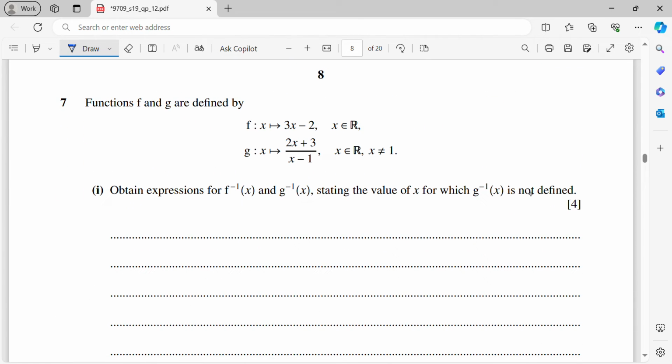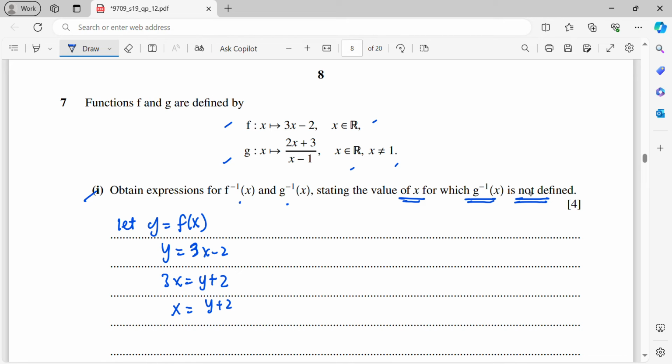Now for question number 7, given two functions fx and gx, fx is defined for real numbers of x and the gx also for real numbers of x except 1. So first part, obtain expressions for f inverse and g inverse, stating the x values for which g inverse is not defined. So to get the inverse function, we will define the function as y first. So let y equals to fx. Therefore, y equals to 3x minus 2. Now you get the x as the subject. So now 3x equals to y plus 2. Therefore, your x is y plus 2 divided by 3. This is f inverse.